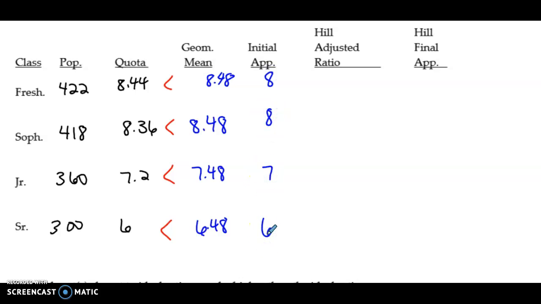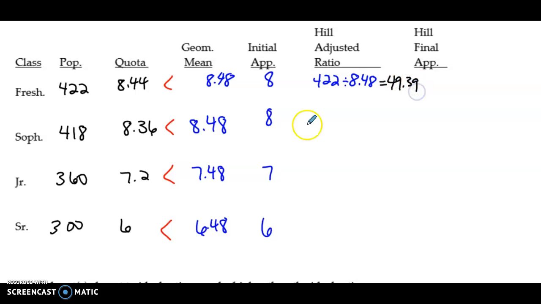But now for the Hill adjusted ratio. Again, it's kind of like that Thomas Jefferson method. It's kind of like the Webster method we just did. But we're going to take our population and divide it by that geometric mean. Okay, so if I take 422 divided by 8.48, which was the square root of 72, we get 49.39 approximately.